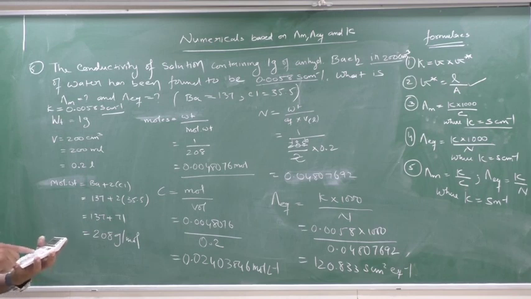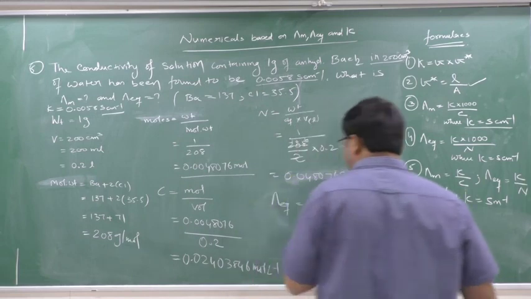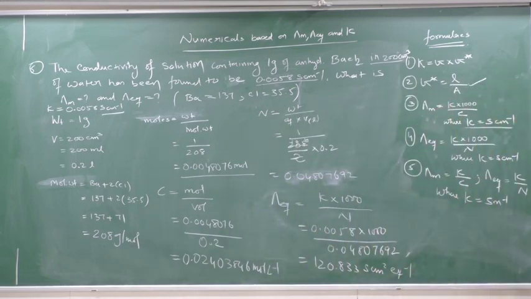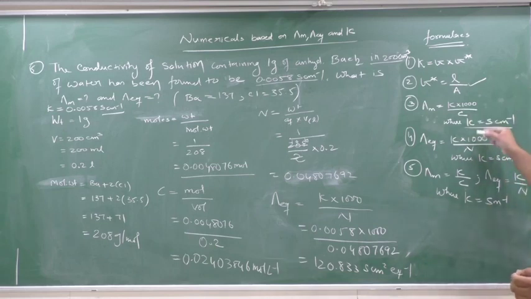Calculate it yourself also, and try to solve the problem again and again so that you can get the practice. Clear? Remember this formula. There are many chances that you can make a mistake. Always remember here that C and normality will always remain in liters.